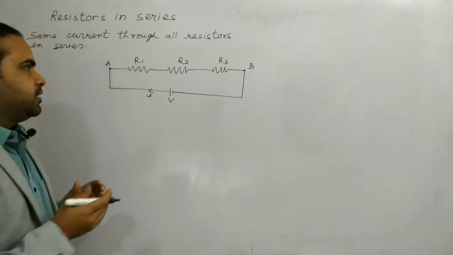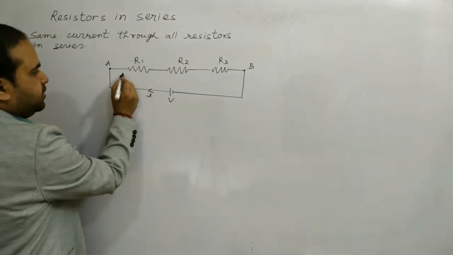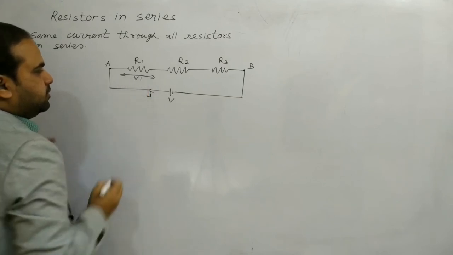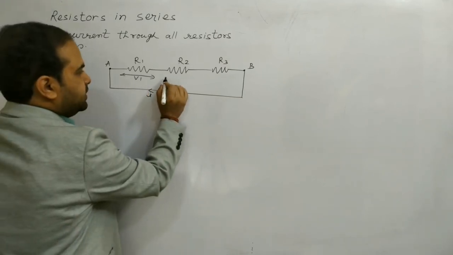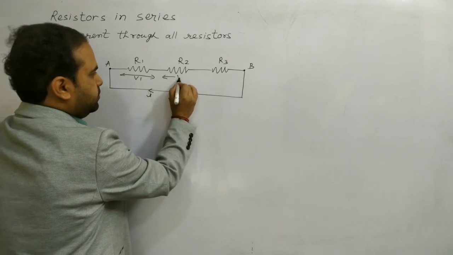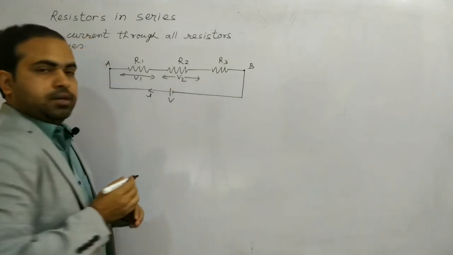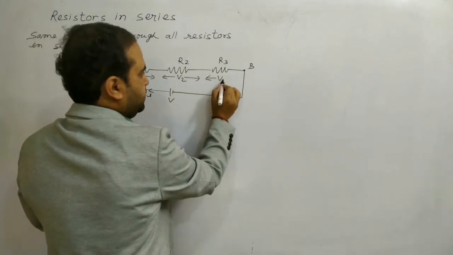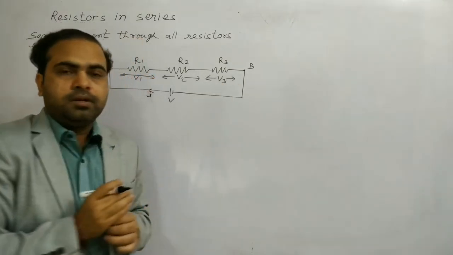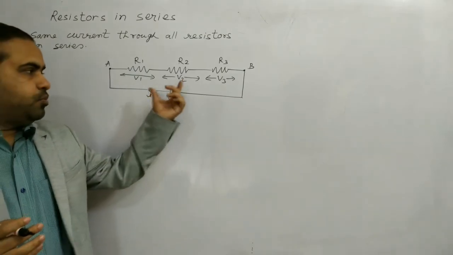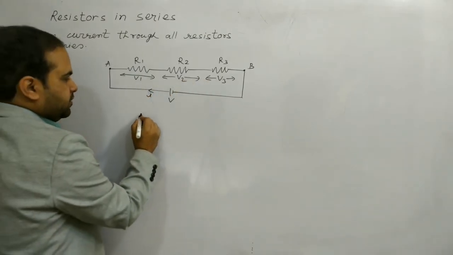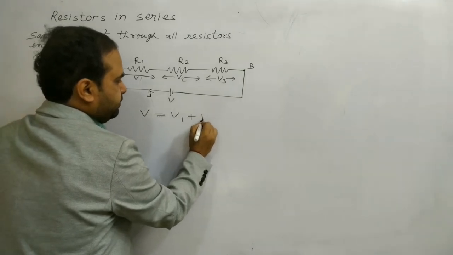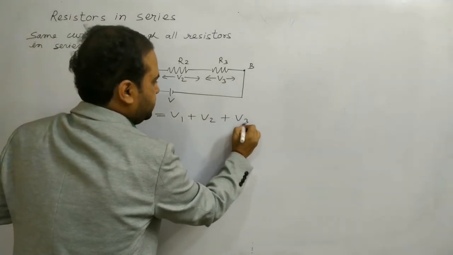Now let's say potential difference across R1 is V1 and potential difference across R2 is V2 and potential difference across R3 is V3. So total potential difference will be V. V will be equal to V1 plus V2 plus V3.